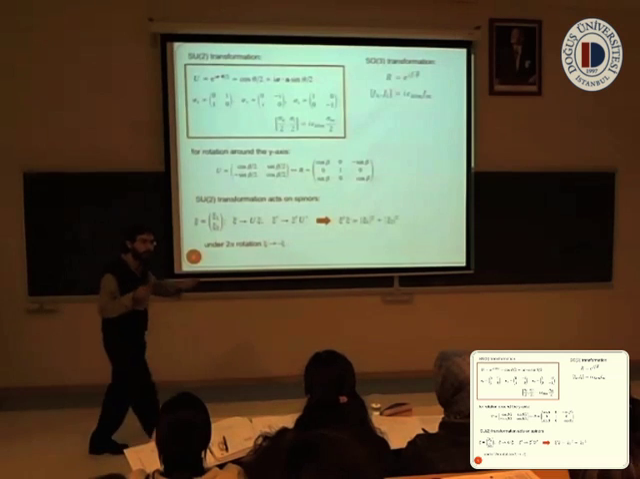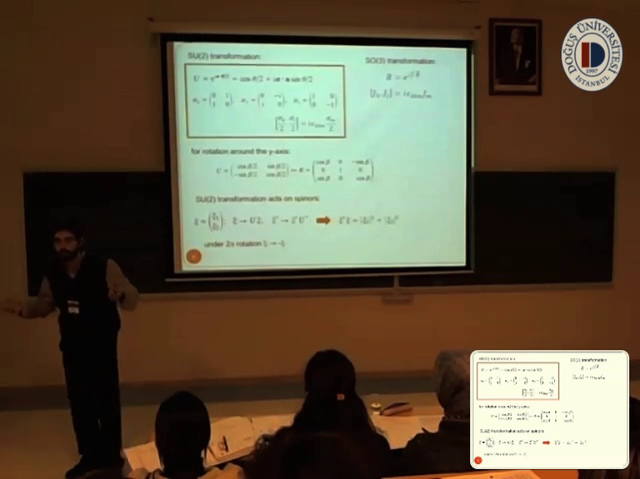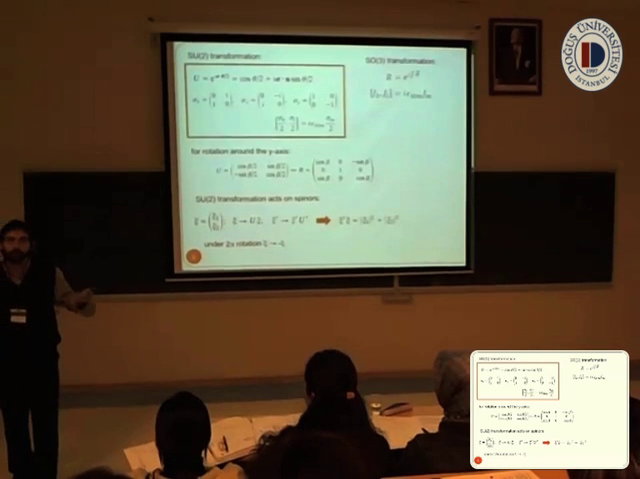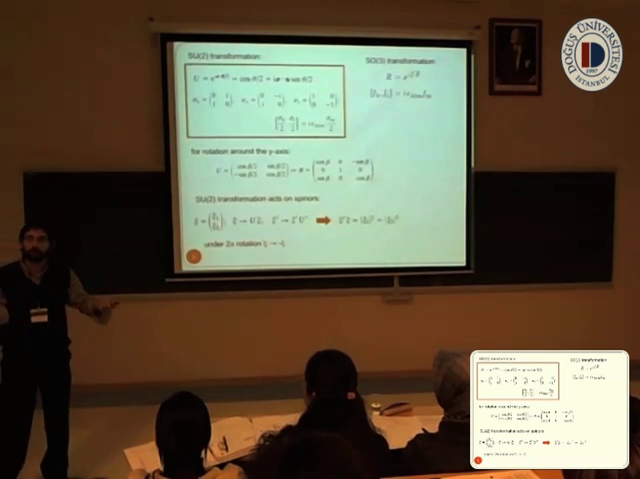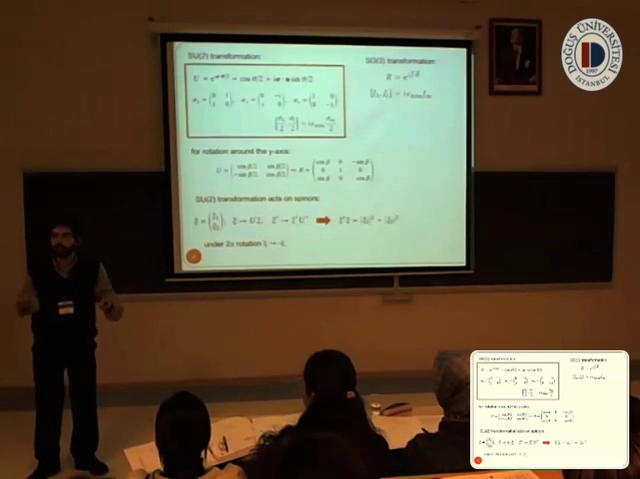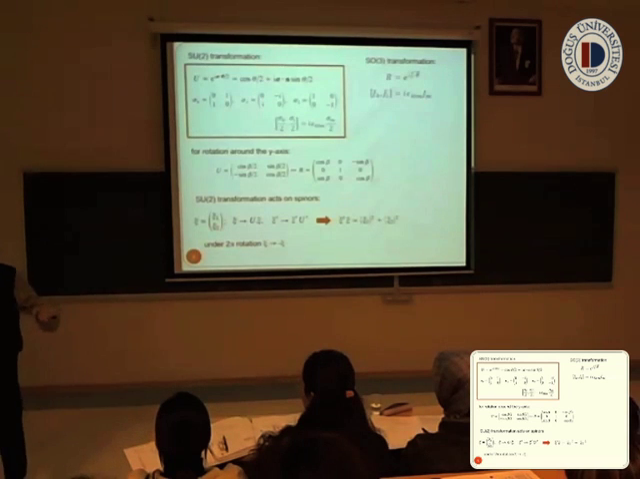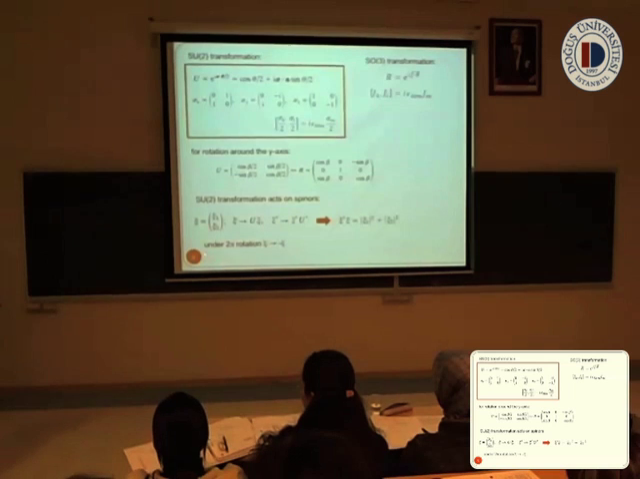For a vector to be a vector, it should transform appropriately under rotation. For a four-vector to be a four-vector, it should transform under the Lorentz transformation. And for a spinor to be a spinor, it should transform under SU2. That's just the definition of a spinor. So, I define a two-component object called a spinor, and it transforms under SU2 transformation. It rotates in SU2 space.